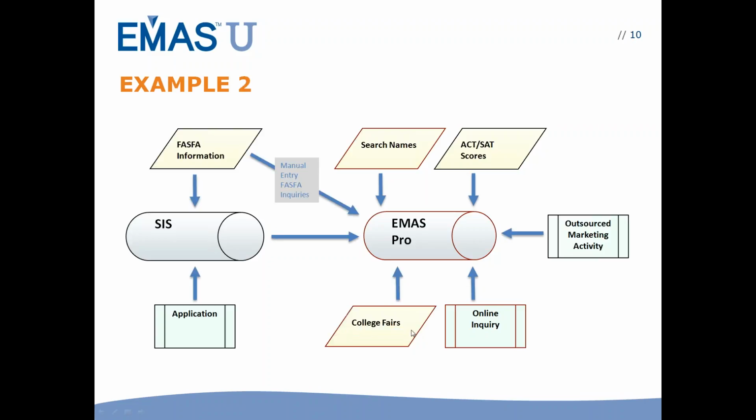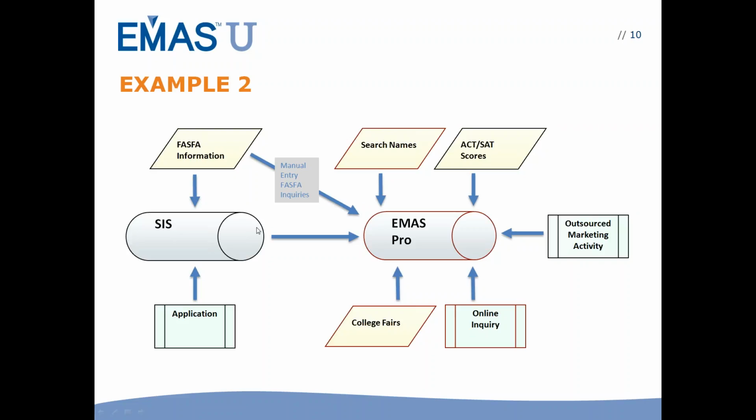I want just the bridge that you mentioned. This is probably a relatively accurate picture of what's going on with your EMAS, maybe with some exceptions. And where you see the SIS, that's actually Banner for you. So you're running just a one-way data bridge from Banner into EMAS, but you're loading your search names, your test scores, your online inquiries, all your recruitment activity data as inquiries into Recruitment Pro. It's not going to Banner, it's just living in recruitment. Is that correct? Except for the case of the ACT and SAT scores, because those go into the SIS.